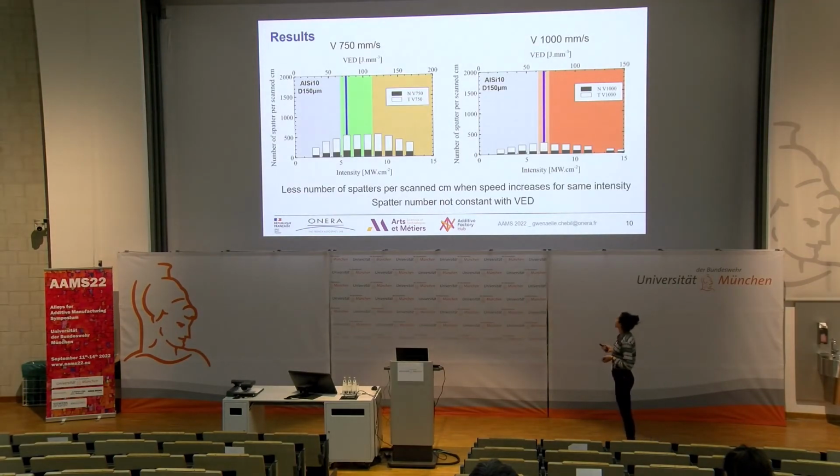Here is another example of process maps for different scan speeds. For example, here it's a higher scan speed than here.